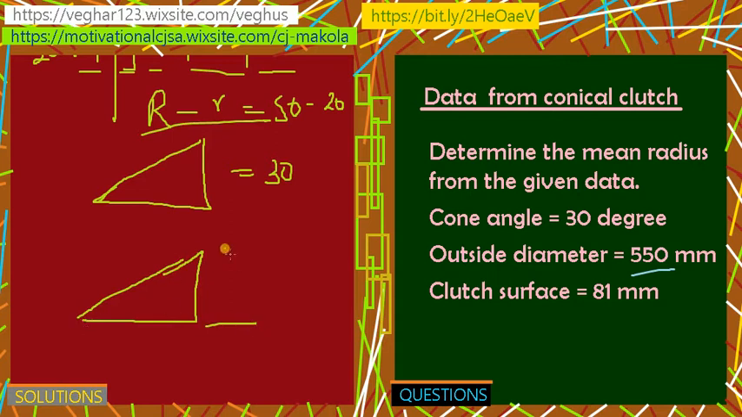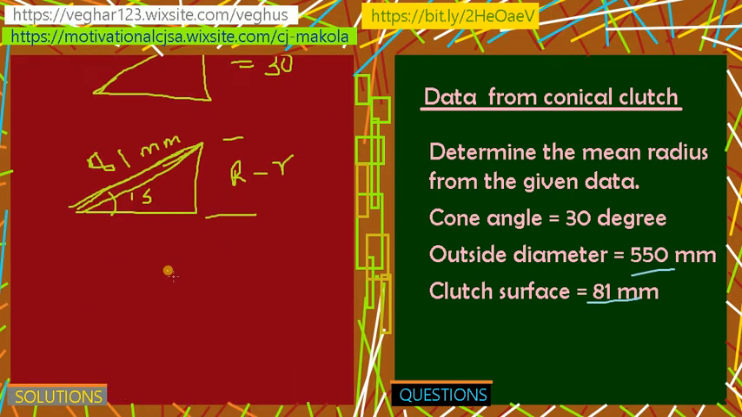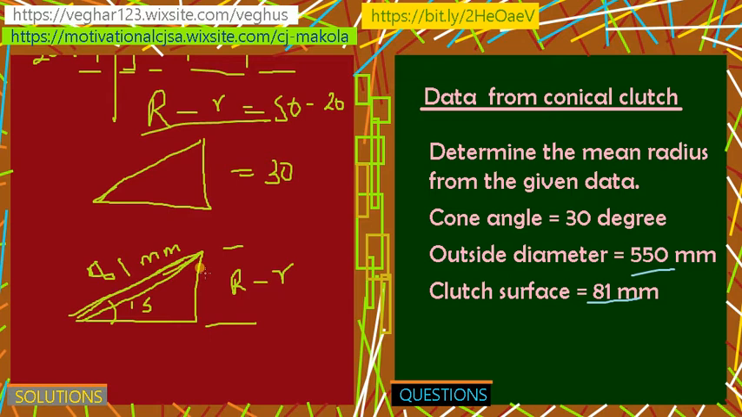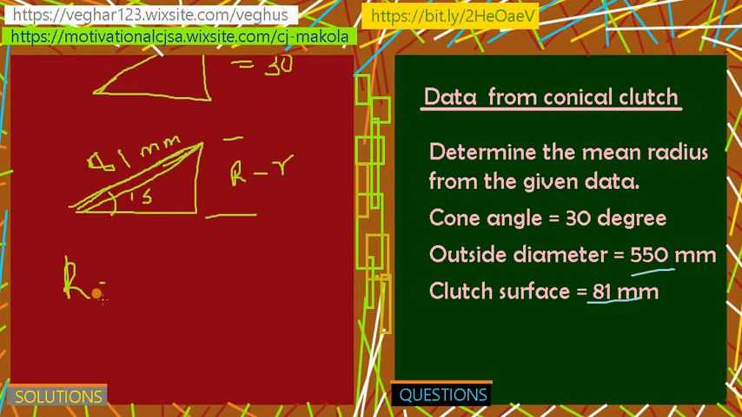The distance from here to here is r outside minus r inside, and then we have 15 degrees here. This distance here they call the clutch surface, which is 81 millimeters. Here we are looking for r. The reason we are doing this is that we want to complete this mean radius. We don't have the smaller r, that's why we are doing this, but we know the difference between here and here is this one.